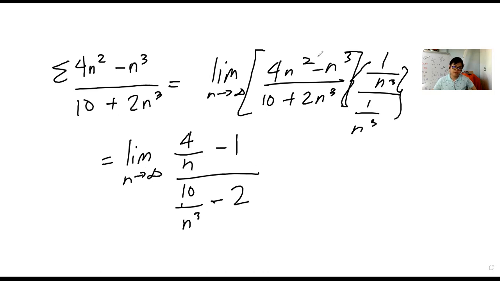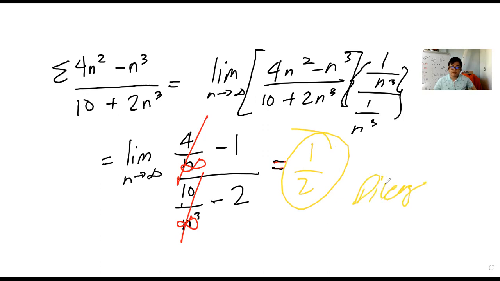Okay. Pag sinalpak nyo dito si infinity, si Thanos yan, infinity stone yan, 4 over infinity, 0. 10 over infinity cubed, that will be 0. So, the answer is simply, dilaw tayo, that will be negative 1 half. Alright. So, meaning, it diverges. Hindi siya equal to 0 eh. Ganun ka-basic. Basic, di ba? Basic yan.